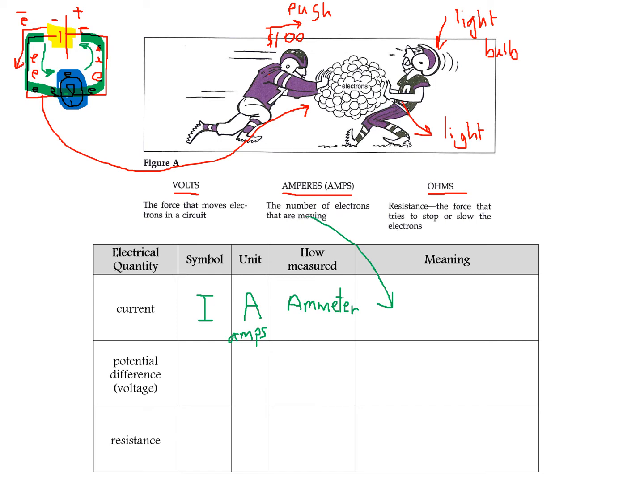Potential difference, voltage, electromotive force, sometimes EMF, different names, same thing. Pushing the electrons to move. Symbol V. Unit V, it's called volts. What do I use to measure? It's called a voltmeter. Voltmeter. And this is the meaning.